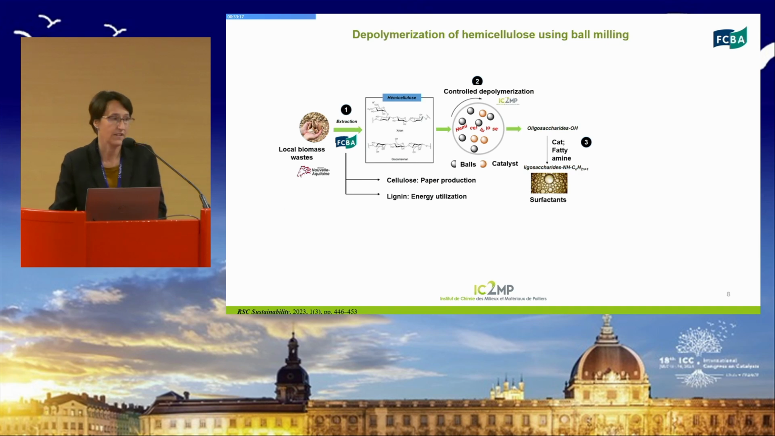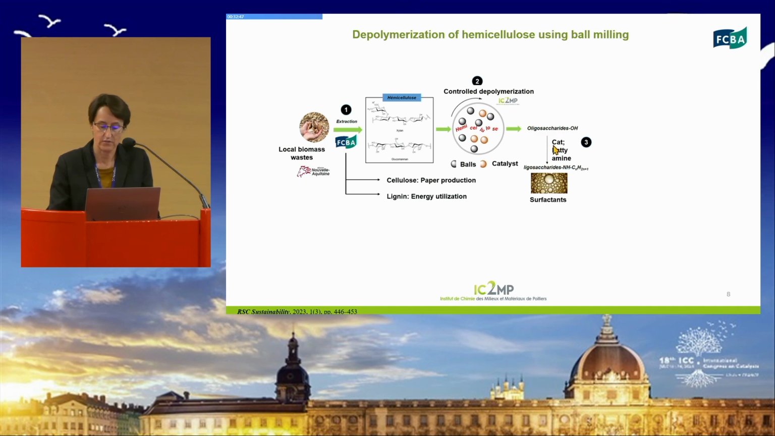Second example: based on this process, we decided to apply this technology to the other part of lignocellulosic biomass, meaning hemicellulose. Here we have worked with FCBA, the Technical Center of Investigation in France. It's located in Grenoble and Bordeaux, in several different places. We have used local biomass wastes from our region. The extraction was made by the FCBA, and we do the controlled depolymerization here in our lab.